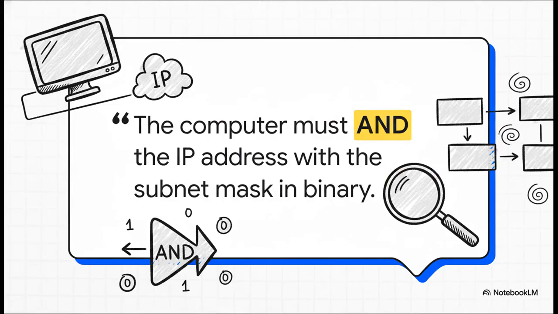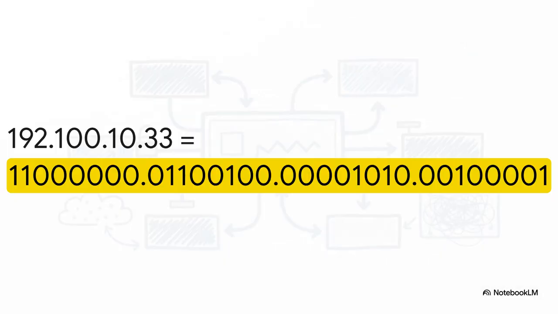Now, the magic that makes this whole stencil idea work is a really simple piece of binary math called ANDing. And the rules couldn't be easier. If you have a 1 and a 1, you get a 1. Any other combination, a 1 and a 0, or a 0 and a 0, you get a 0. That's it. That's the entire playbook. Okay, let's actually watch this in action.